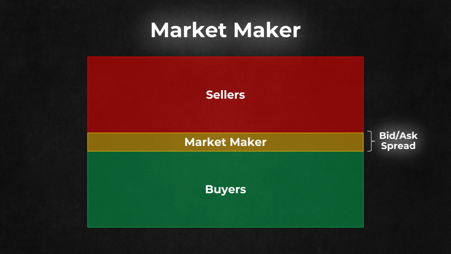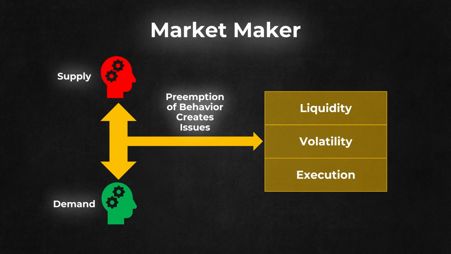The intentions of buyers and sellers are determined by supply and demand. However, buyers and sellers also preempt one another, and that can create issues of liquidity, volatility, and execution. To understand why, let's imagine a very simple exercise. Imagine the process where buyers and sellers preempt one another by adjusting supply and demand according to the opposite player's intentions.